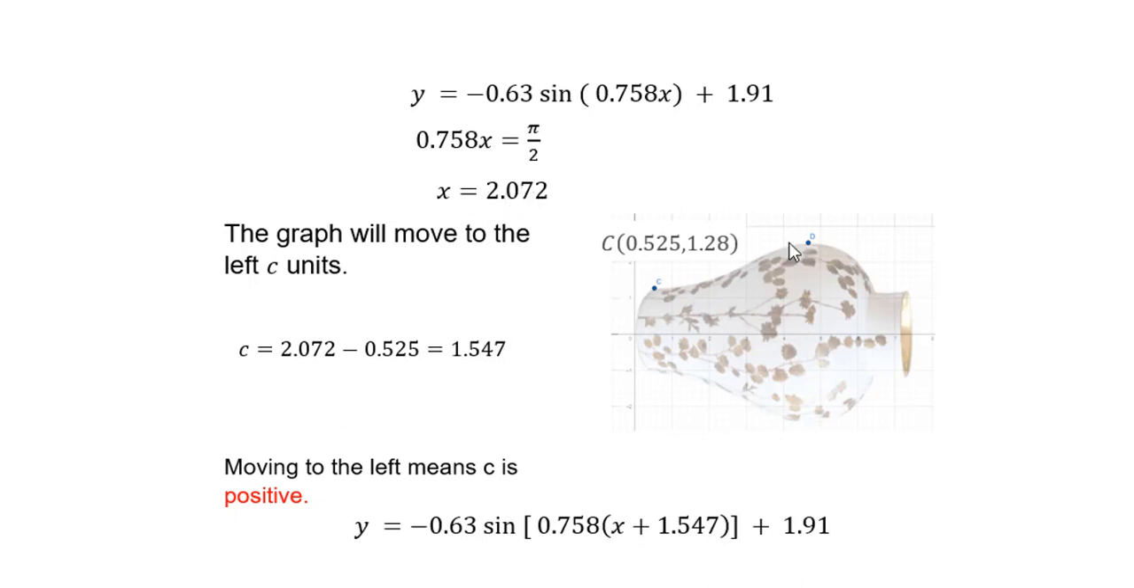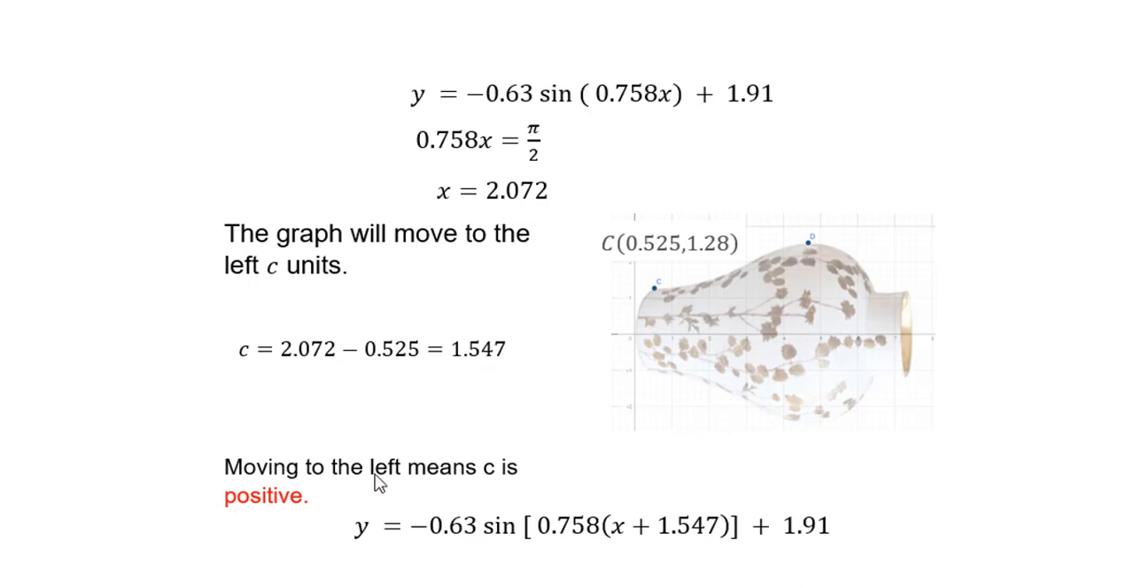But for the original curve, the minimum value happens when x equals 0.525. Therefore, you need to move this function to the left C units. This C is a horizontal translation. Therefore, we will get C equals 2.072 minus 0.525. You will get 1.547.